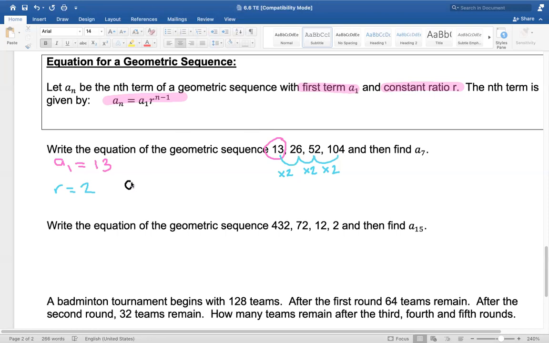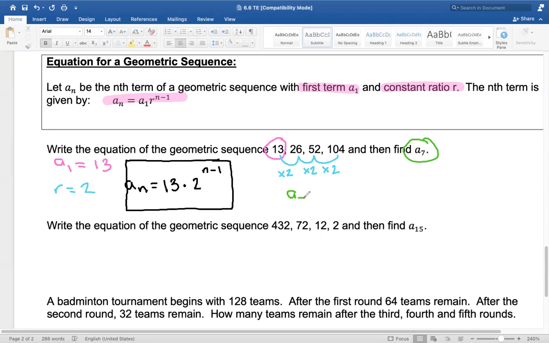We have A sub n equals A1, which is 13, times 2 to the n minus 1 power. Okay, so this right here is your equation. Now you have to read the second part of this question: just find A7. All I'm doing is seeing how 7 is in the position of n. So I'm just going to substitute 7 in for n. So we have A sub 7.